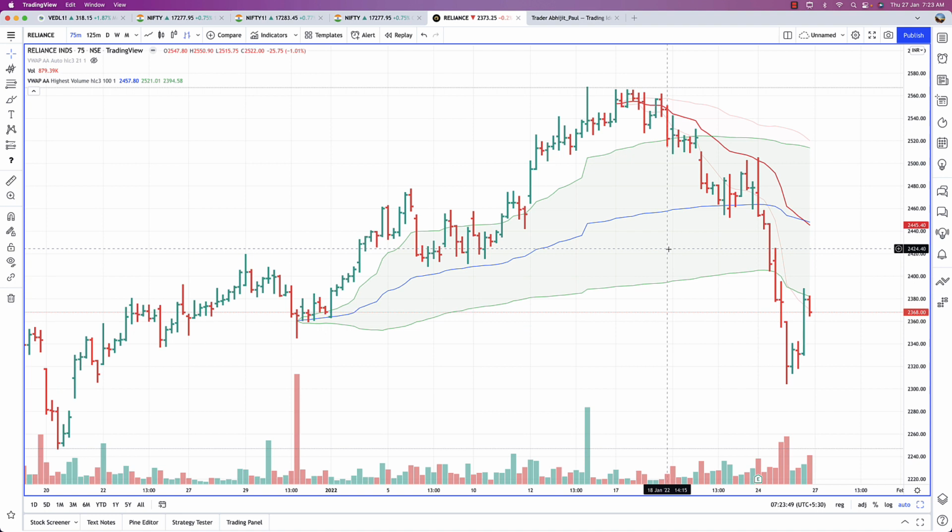In my next attempt with a video on TradingView, I'm going to combine two very important volume indicators to figure out good zones of supports and resistance.